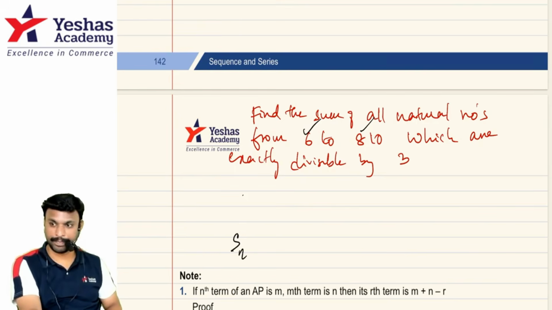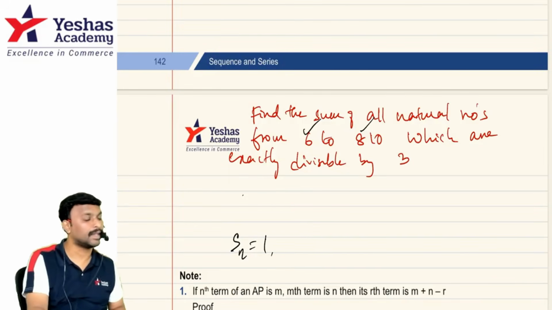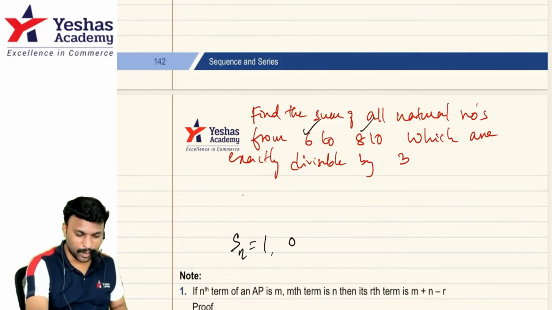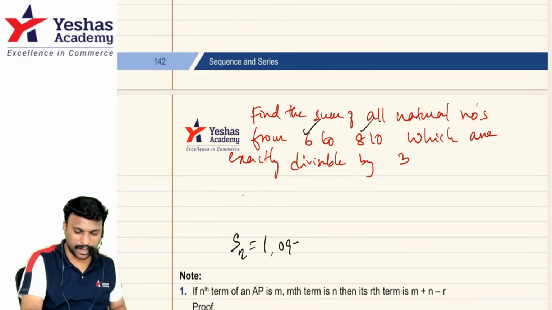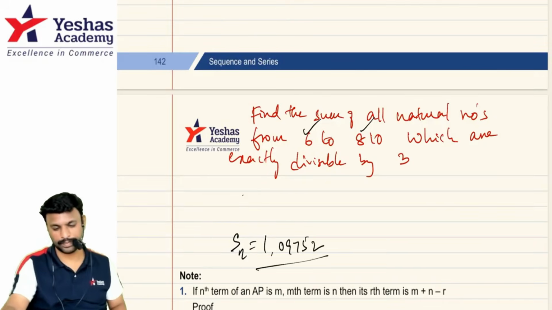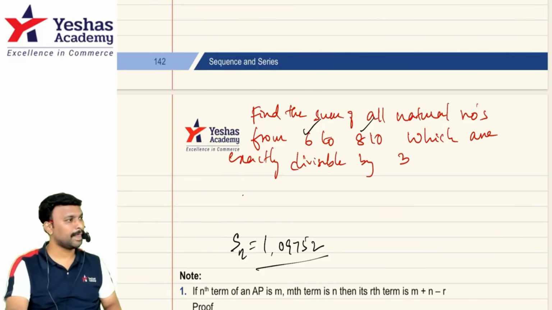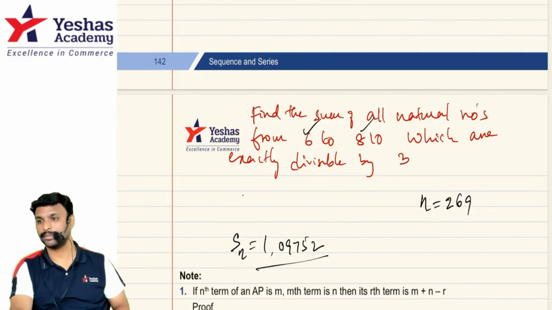Tell me the sum finally. 1 lakh? 1 lakh 9,000? 1 lakh 9,750. Is that the answer? What is the n you got? 269. Very good.